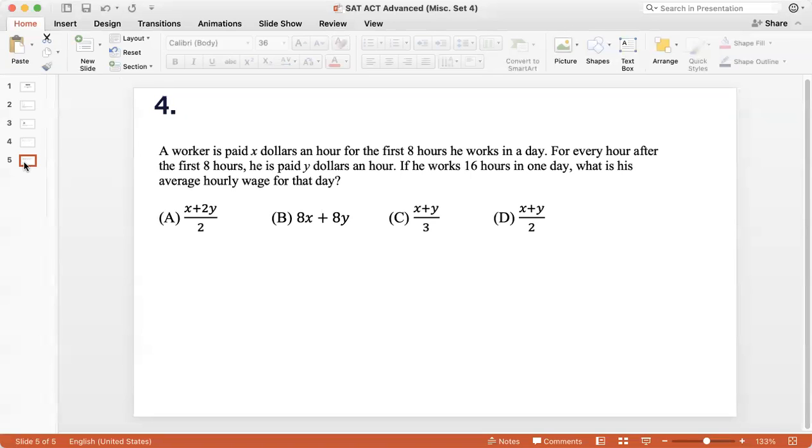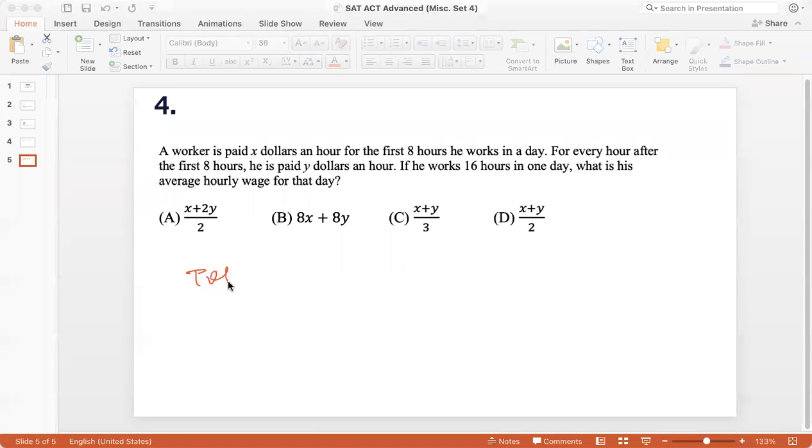Question 4. A worker is paid x dollars an hour for the first 8 hours he works in a day. For every hour after the first 8 hours, he's paid y dollars an hour. If he works 16 hours in a day, what is his average hourly wage for that day?